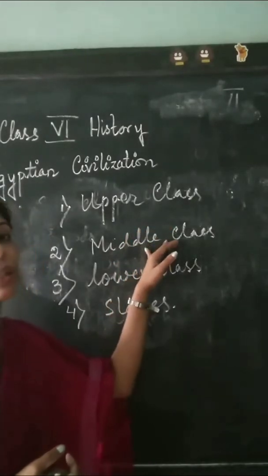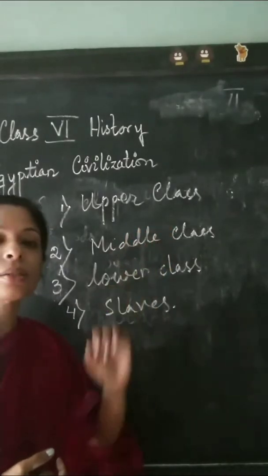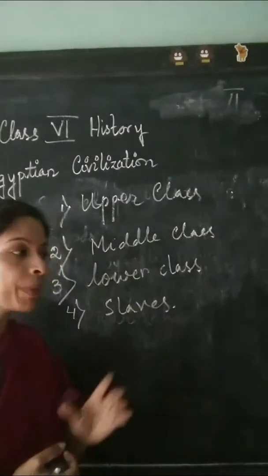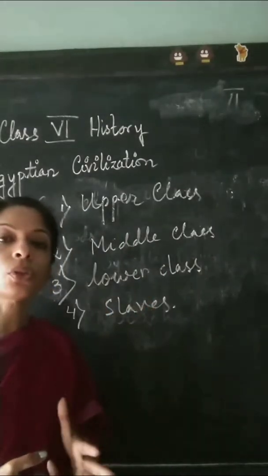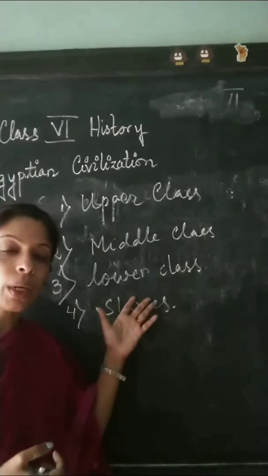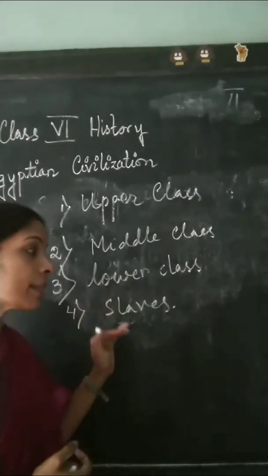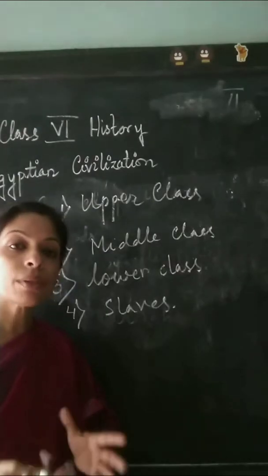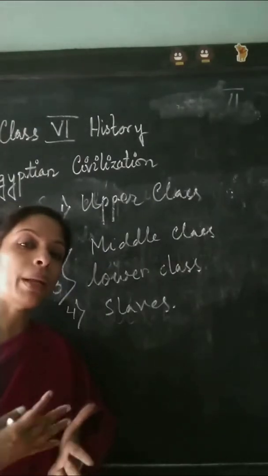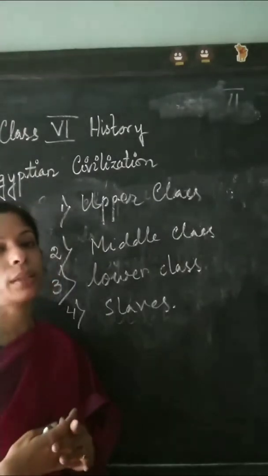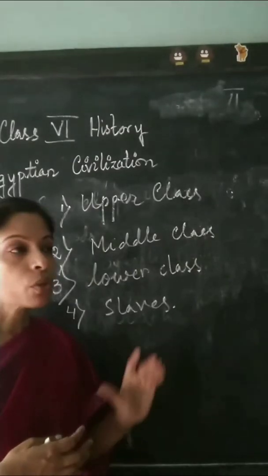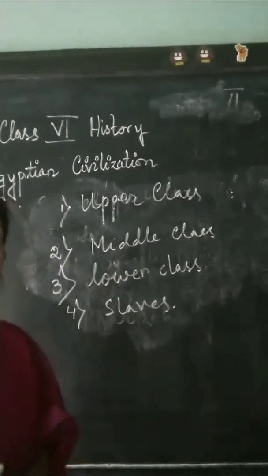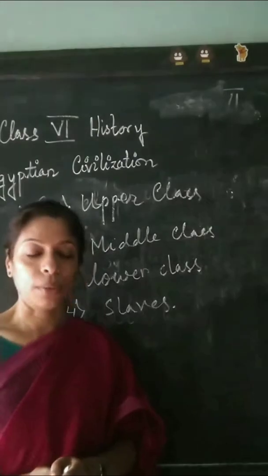In the middle class were the merchants, the artisans, or the learned men of the society. The small farmers or laborers belong to the lower class of the society, and the slaves were at the lowest level of the society. They were mostly the prisoners of war, that is people who had been imprisoned or captured during any war or battle. So that is what we come to know about the Egyptian civilization.